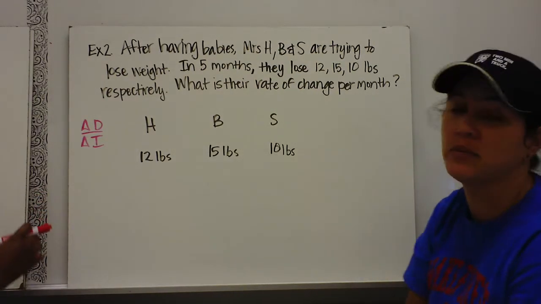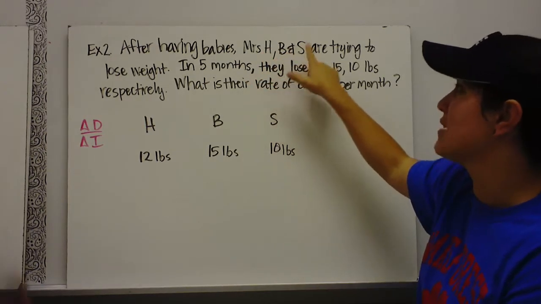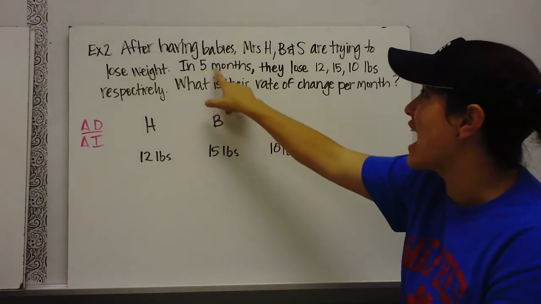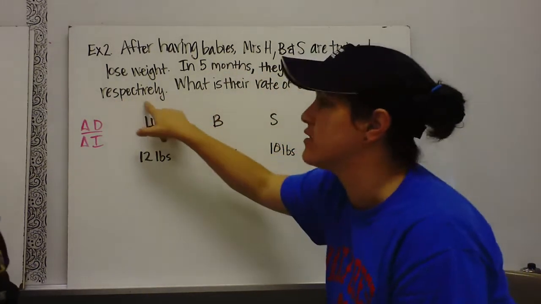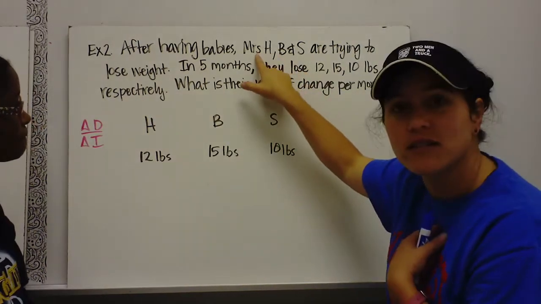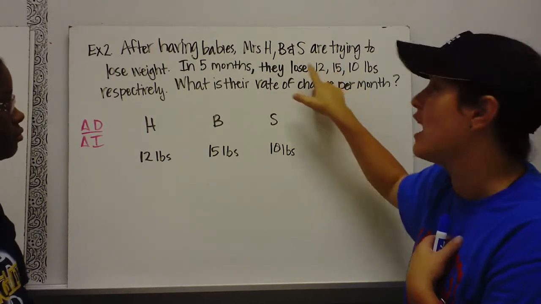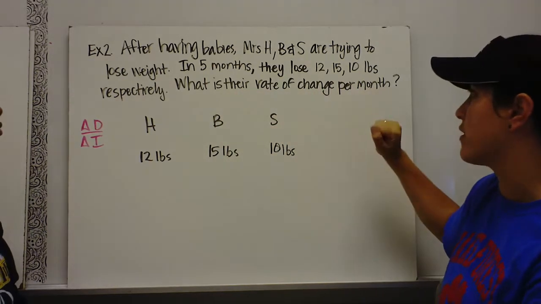All right. So example 2. After having babies, Mrs. Hantla, Mrs. Barnes, and Ms. Schuler are trying to lose that baby weight. You got to get it off. In 5 months, they lose 12, 15, and 10 pounds respectively. So when you see the word respectively, that means in order. So since Ms. Hantla was listed first, that's 12 pounds. Ms. Barnes would be 15, and Ms. Schuler would be 10. What is their rate of change per month?